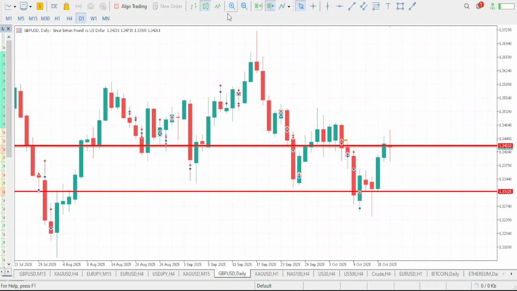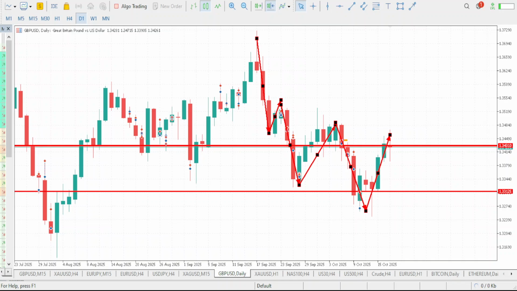Now, if you take a look at our current trend on the daily time frame, we can clearly see a lower low, a lower high. This is the lower high. Here comes the lower low. This is the lower high. So what next should we be expecting on GBP USD?